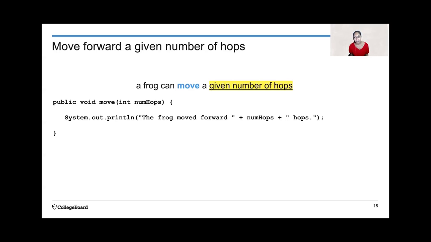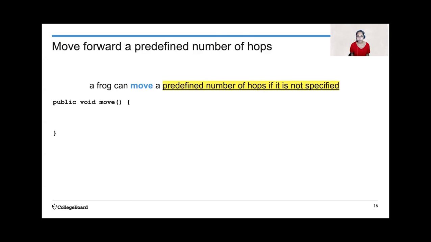And then what I'll have that method do is print out a message, the frog moved forward however many hops. Then I'll have a kind of quote-unquote default version of that method, where if I don't call move with a number of hops, then I'm just going to move it a specified number. I'm just going to pick a random number that I want, and we'll just say that by default, if I don't say how many hops to move, then we're going to move them 3 hops.